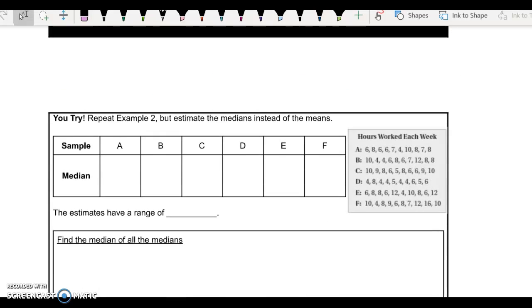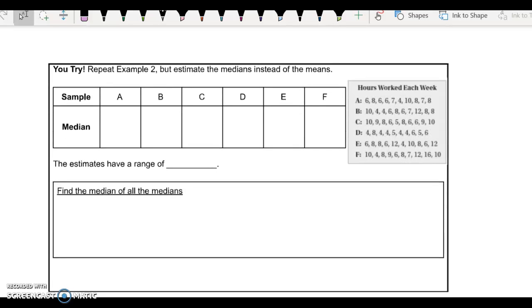So now I want you to do the try it on your own, but if you read the instructions, it tells us this time we want to find the median. So you need to order each group from least to greatest, and then find the middle number of all 6 numbers, and then find the range. Ready, go.